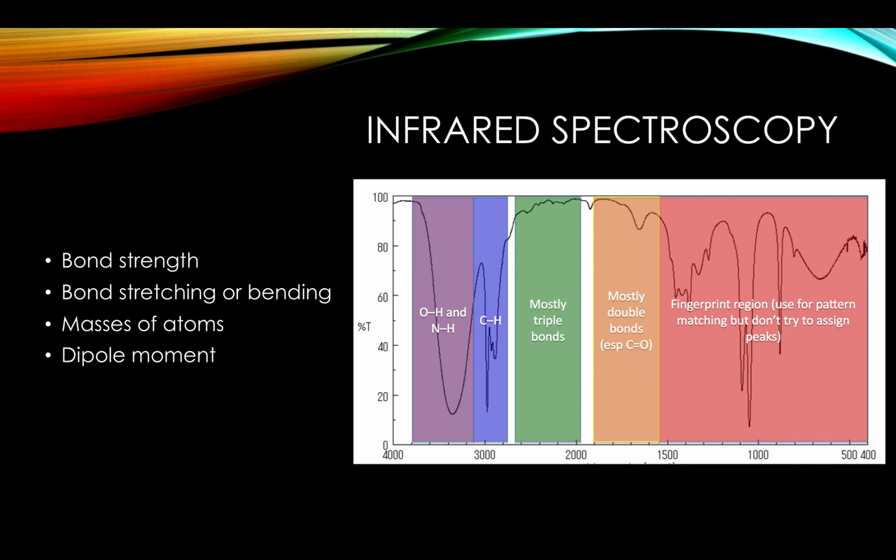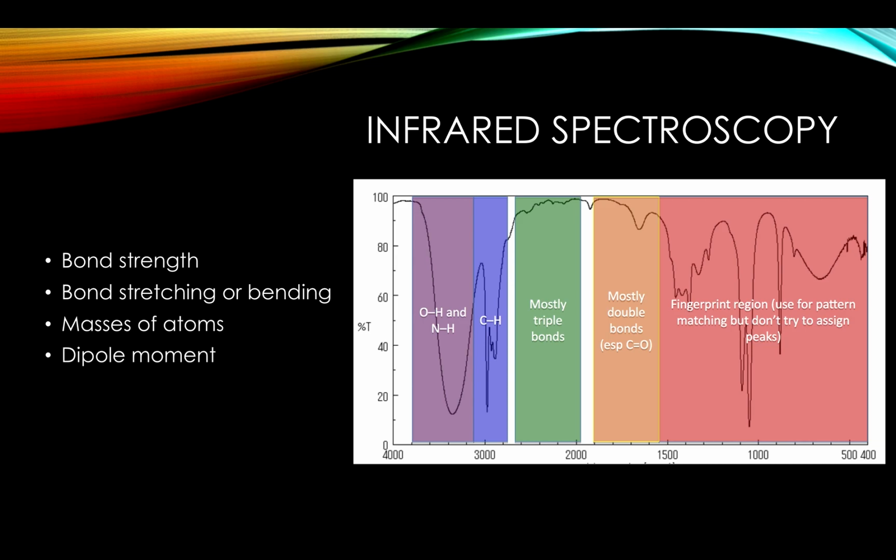One, the bond strength. The energy needed to stretch a bond or make it vibrate in other ways depends on the strength of the bond. For example, multiple bonds appear at a higher frequency or energy in the IR spectra than single bonds. Two, whether the bond is stretching or bending. It is easier to bend the molecule than to stretch a bond, so bends appear at a lower frequency. Three, masses of atoms. Bonds to very light atoms, particularly hydrogen, appear at a higher frequency. Four, the dipole moment of the molecule must change.